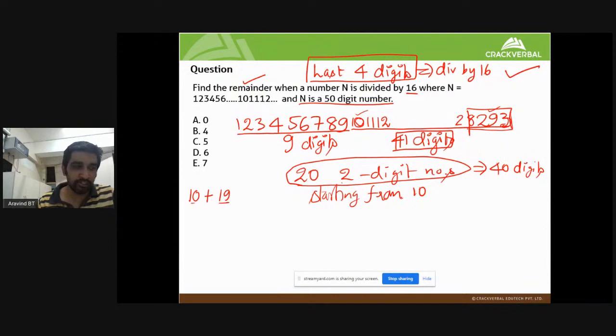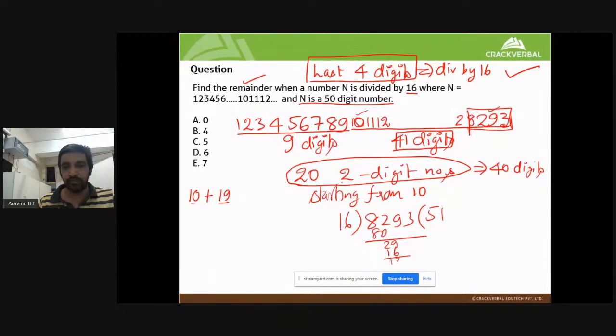Simple. Very simple reason. So because it is not divisible, it will give us a remainder. So what is the remainder? The remainder will be the same remainder when you divide this number by 16. 16 5s are 80, 29, 16 1s are 16, 13, 133. 16 8s are 128, right? So we get a remainder of 5, and C is the answer.